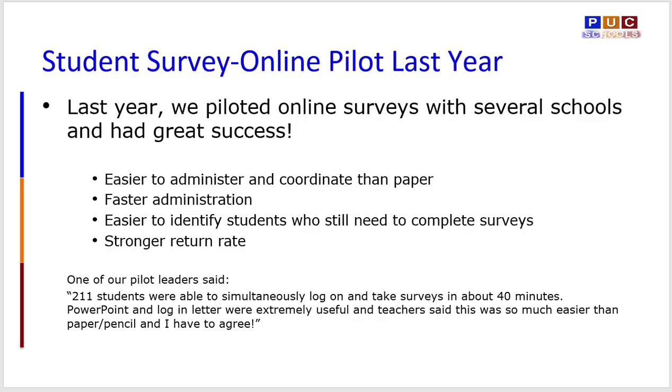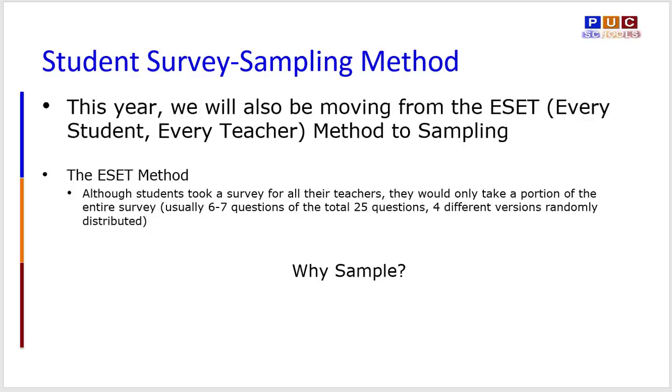Another change that we're doing this year is instead of doing the every student, every teacher method, or the ESET method, we're going with sampling. A little background on the ESET method that we did last year: although students took a survey for all their teachers, they would only take a portion of that entire survey, roughly 6 to 7 questions of the total 25 questions. This resulted in 4 different versions that were randomly distributed to students.